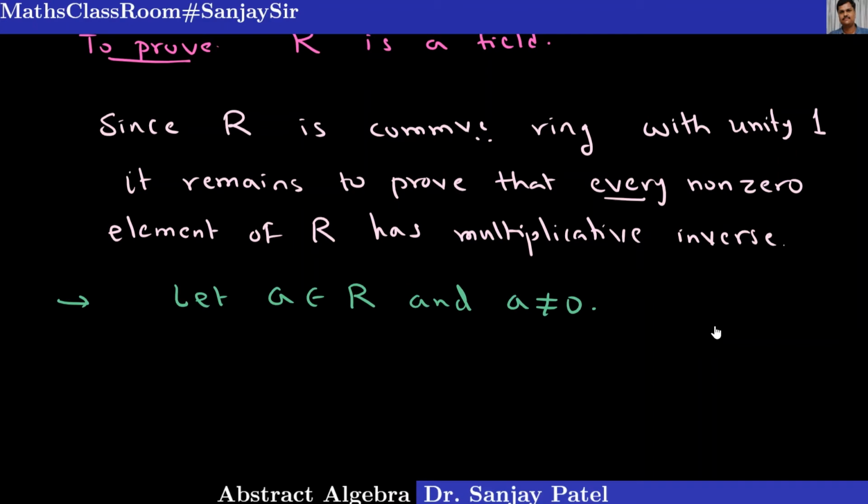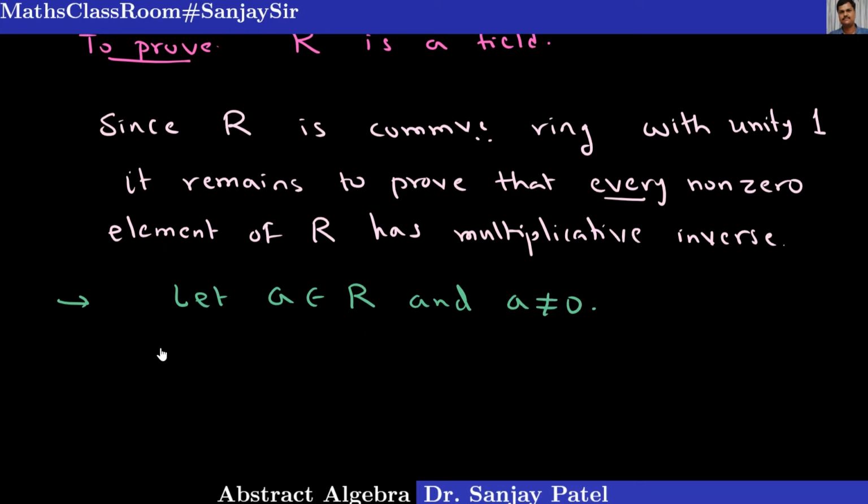Now what is a multiplicative inverse? Given a non-zero element a, if you can find another element b in the ring such that a times b is equal to 1 and b times a is equal to 1, then b is called the multiplicative inverse of a. So our aim is to find such an element b. Okay, we are given this a and it is not 0 in the ring.